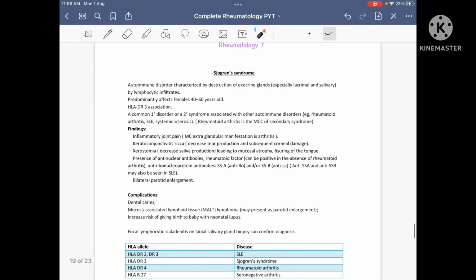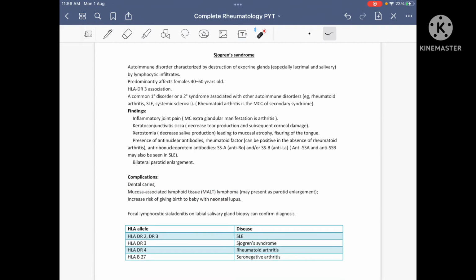Among complications, there is dental caries, lymphoma, and increased risk of giving birth to a baby with neonatal lupus. Focal lymphocytic sialadenitis on labial salivary gland biopsy can confirm diagnosis.